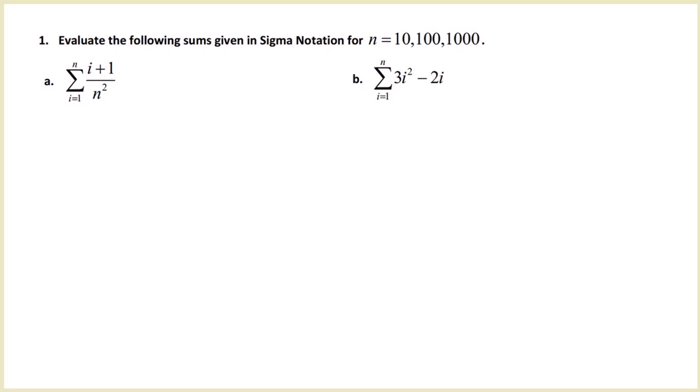All right, looking at it, one thing I can see is I can rewrite it like this, can I? Just the first part. I can pull that 1 over n squared out because I know n is going to be a constant. And then what's left? Well, I've got this, i plus 1.